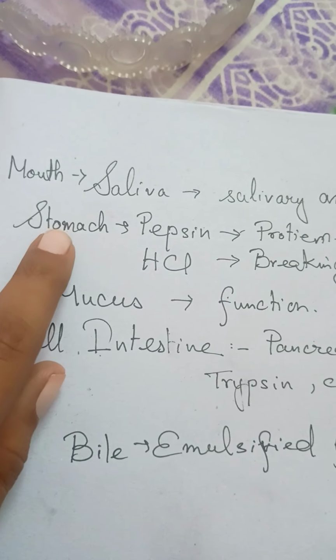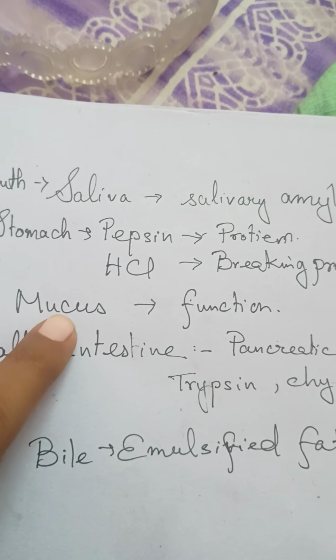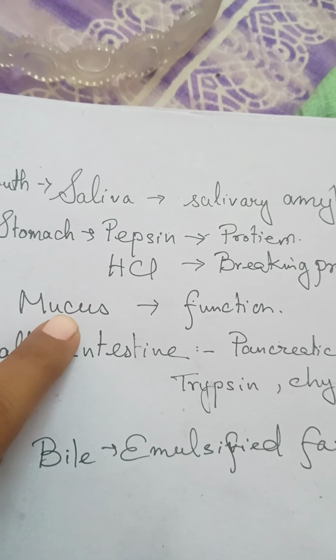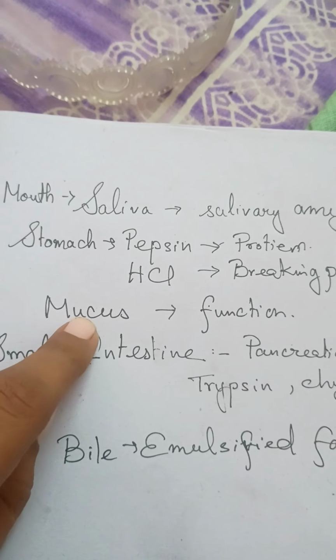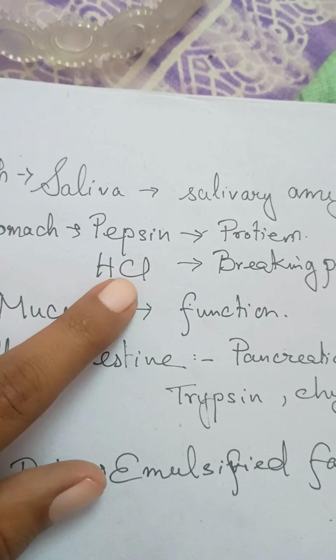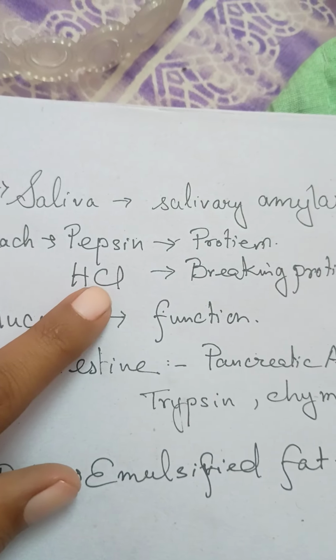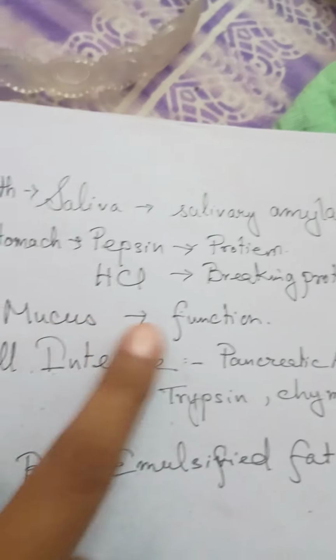Then in the esophagus nothing happens, but in the stomach there is a mucus lining which protects the stomach from HCl, because the stomach is also made of protein, right? And HCl breaks down the chains of the protein. So the HCl, or the hydrochloric acid, acts on the food and all the protein is broken down. Then the pepsin acts on the protein to digest it.